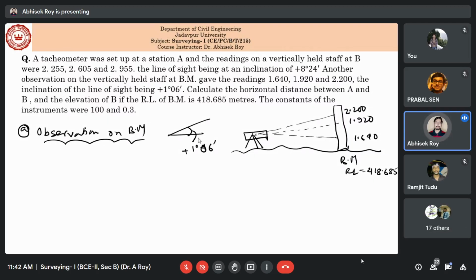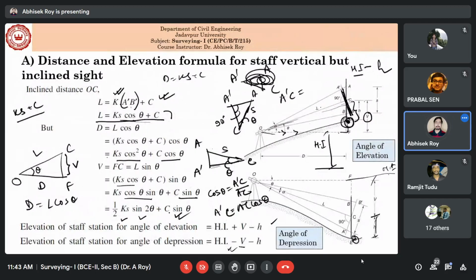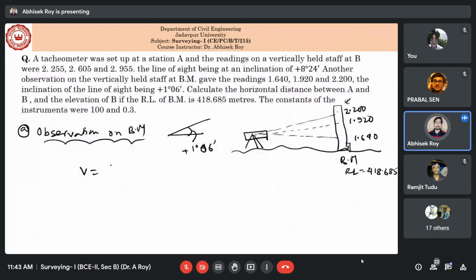So what we can do from here, we can directly calculate the V, the formula we know. If you remember the formula here, what is happening? The staff is held vertically, right, at 90 degree? So the first case, case 1, we are talking about. In case 1, if you see, the V is half K s sine 2 theta plus C sine theta. So that we will apply. So V equals half K s sine 2 theta plus C sine theta.